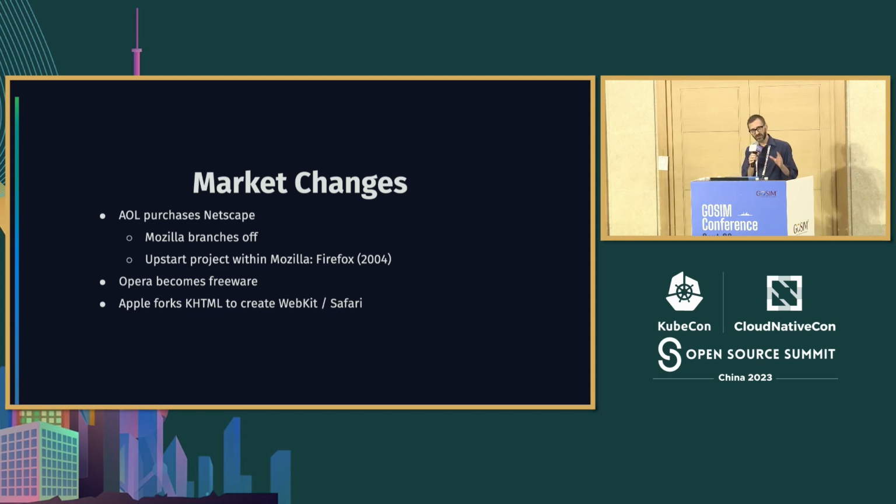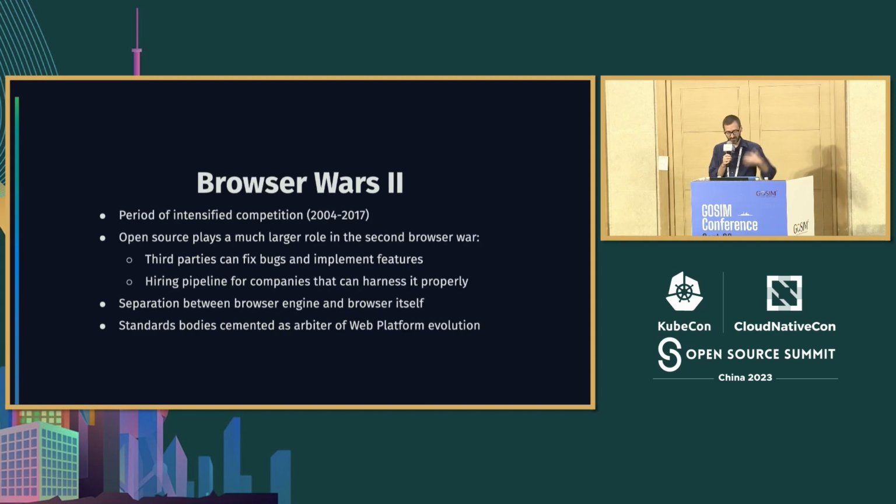At the same time, there was a WebView widget in the KDE desktop called KHTML, and Apple took this widget and forked it into something called WebKit, which was a browser engine, to build a new browser called Safari. Now, Safari was only for Macintoshes, but WebKit became a base for a lot of new open source browsers. And all these things led to the second browser war. And this was basically a period of intensified competition between the different browsers.